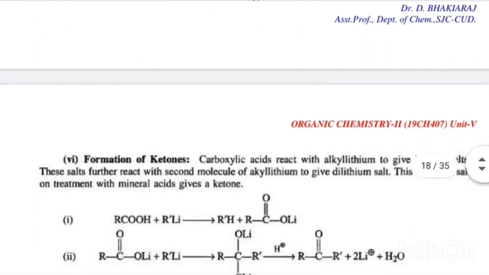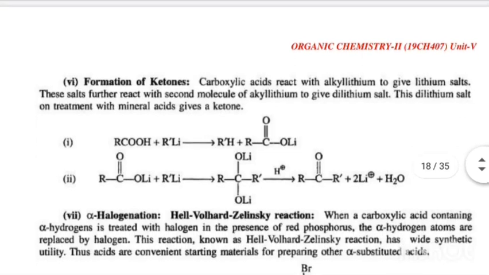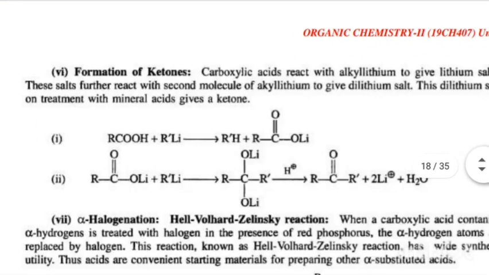Then the sixth reaction is formation of ketones. Carboxylic acid, when treated with alkyl lithium, at first forms lithium carboxylate, and then on further treatment with the next mole of alkyl lithium, it forms a carbon with two OLi groups, and in further stages it forms a ketone with the liberation of lithium and water.